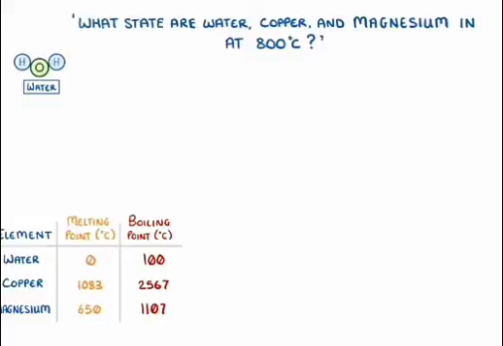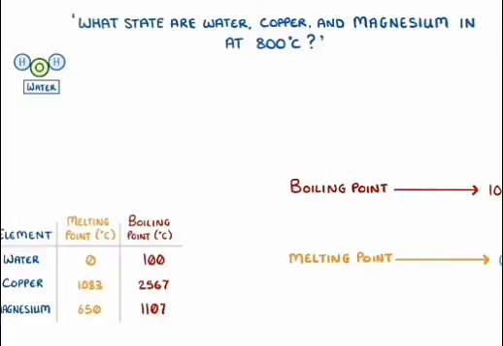So for water, we can see that its melting point is 0 degrees, and the boiling point is 100 degrees. So anything below 0 degrees, and the water will be solid ice, because it hasn't melted yet. Then at 0 degrees, it melts into a liquid, and it will stay liquid for all temperatures up to 100 degrees, at which point it boils and becomes gaseous water vapor, and stays a gas as we increase the temperature further. So at 800 degrees, water would definitely be a gas.